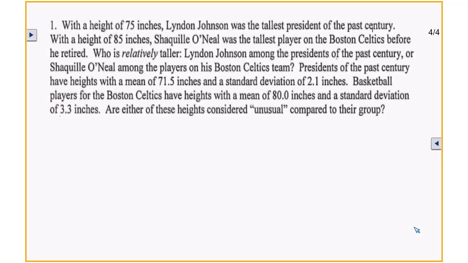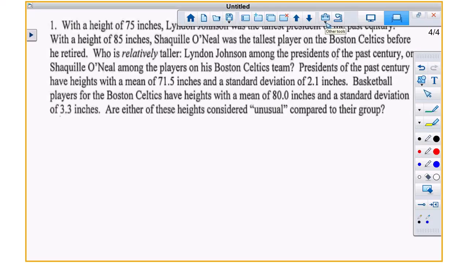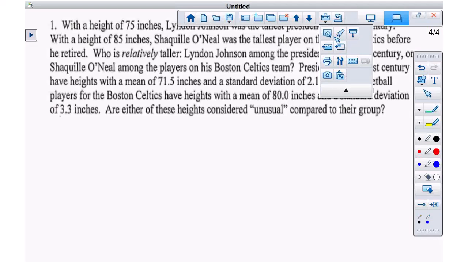You give them Z-scores. So calculate the Z-scores for each one of these, and I'm going to bring in the handy-dandy graph so I don't have to draw it again.